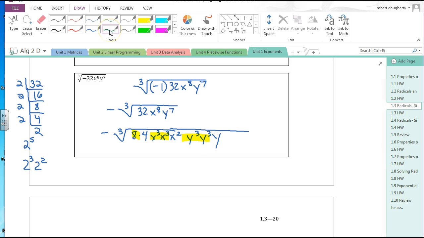So my final answer, what's the cube root of 8? So I'm going to have a negative 2 cube root of x cubed. X. How many of those do you see? 2. So 2x squared. What's the cube root of y cubed? Y. How many of them do I have? I got 2. So 2x squared, y squared. And then what's left? Yeah. Cube root of 4x squared, y. Yes, sir.